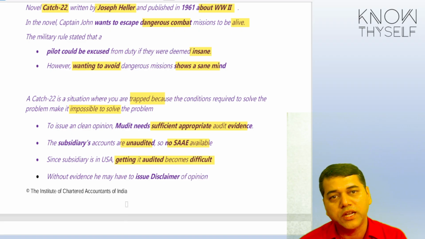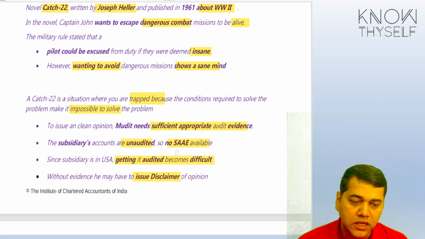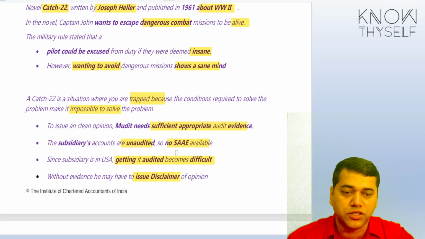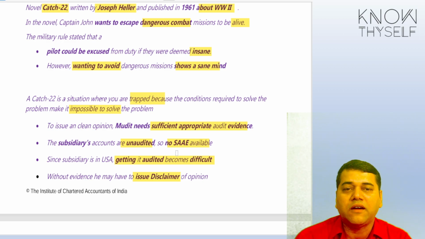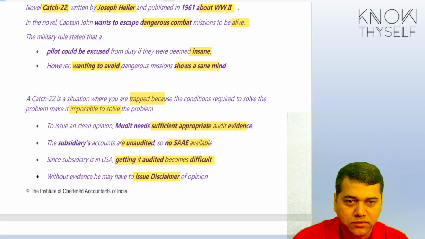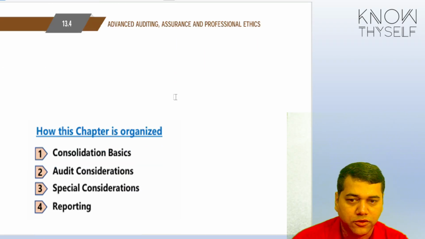So what do you do? You end up issuing a disclaimer of opinion. What does the standard say? You resign from the engagement. So should I resign? Should I continue? Should I end up giving a disclaimer? So this becomes one catch 22 situation for audit. But after going through this chapter, that situation should be very clear. You should understand how to attend to such scenarios.